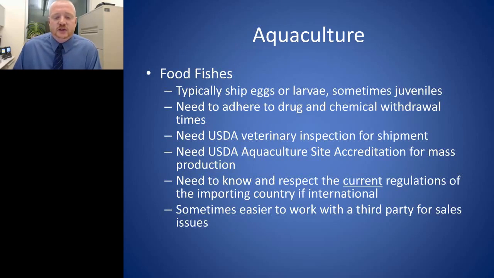We typically ship eggs and larvae, sometimes juveniles, and that's mostly because it's a lot cheaper to ship 100,000 eggs than it is to ship just 5 giant broodstock cobia or something like that. But whenever you're shipping fish, you've got to remember that you've got to adhere to drug and chemical withdrawal times, which are established in the literature.